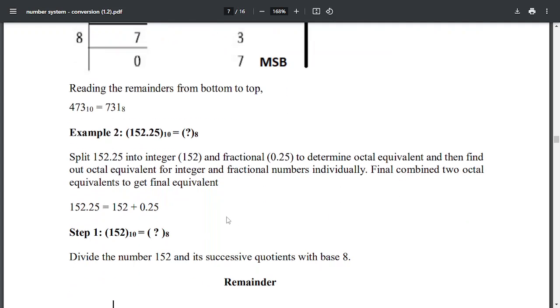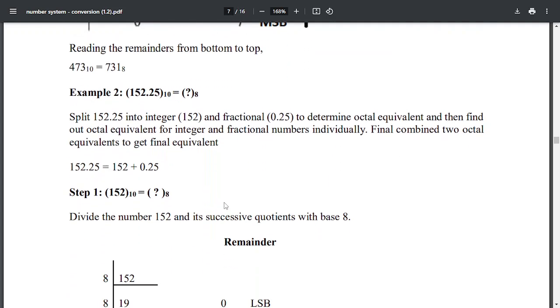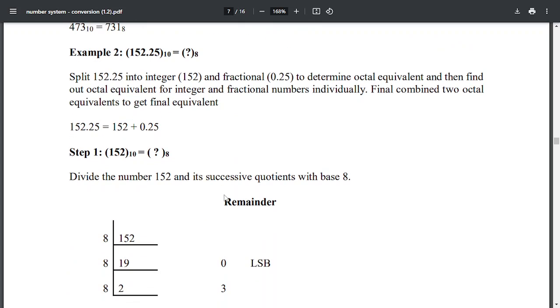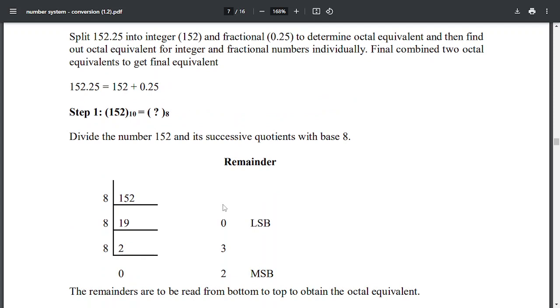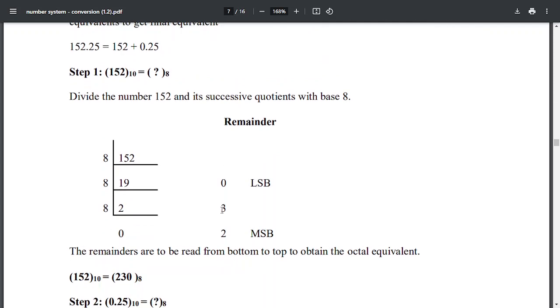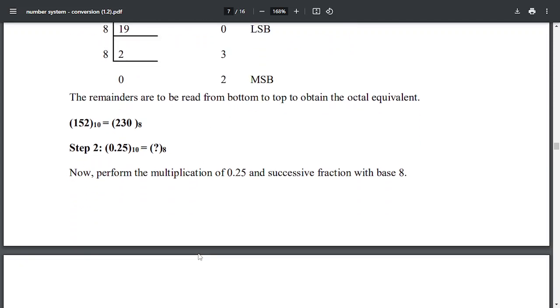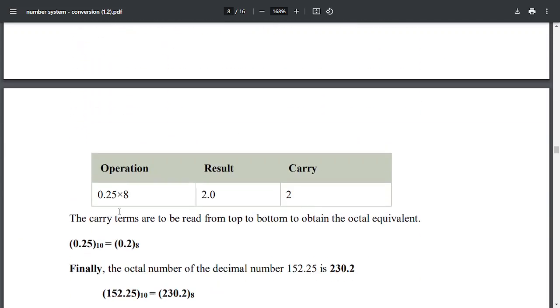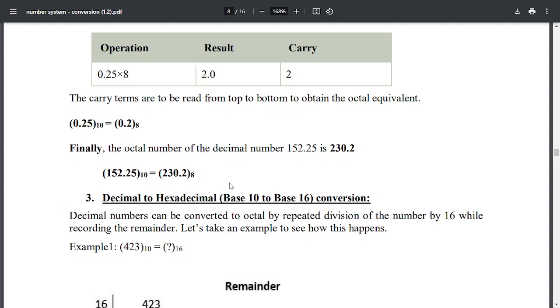Next, similarly 152.25: divide the number. 0.25 will be the fractional part, 152 is the integer part. When 152 is divided by 8, you are going to get 230 as the required answer. For 0.25, you multiply with 8 here. Now when 0.25 is multiplied by 8, the result is 2. So 0.2 is the required answer for 0.25. So 0.25 into 8 gives me 2. So the final answer is 230.2.